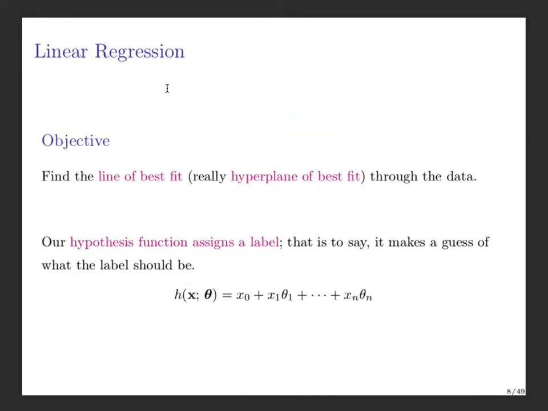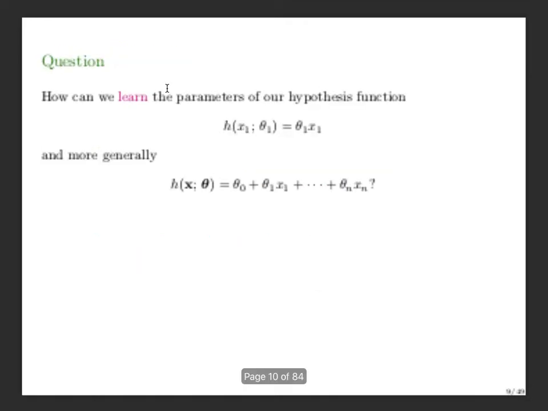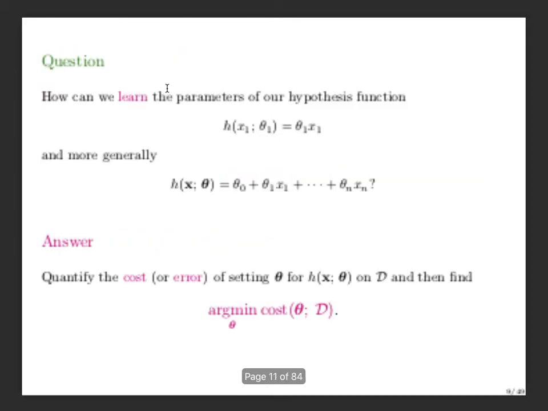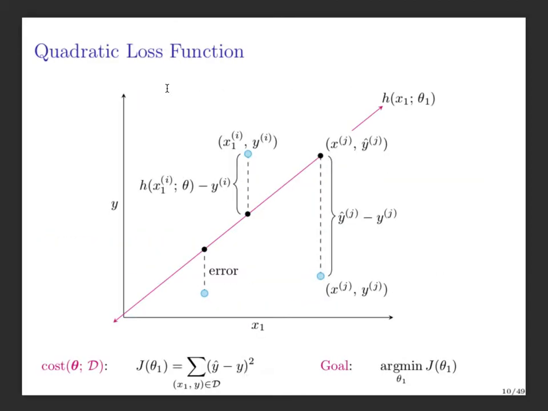Okay, so in order to have a line of best fit, we have to know what it means to fit something poorly. Let's skip this. So, this is how we can quantify error for choosing a line. And this is called the quadratic loss function, and this is the easiest way of defining error.